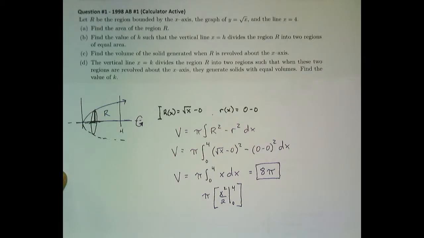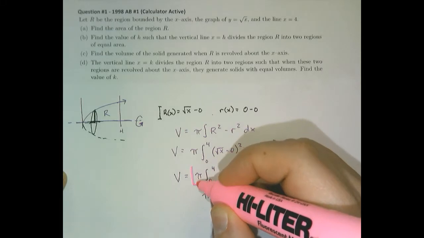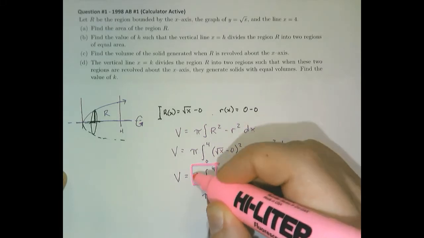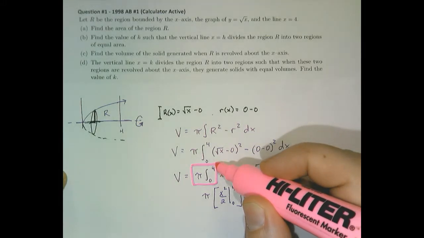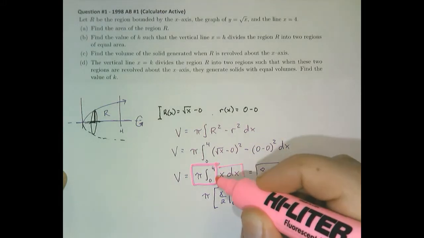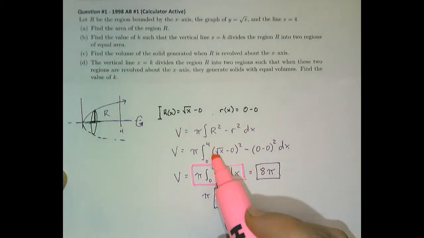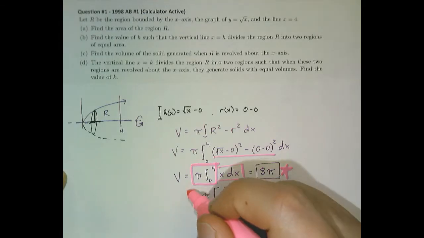Okay, and for the points on this one, this is worth 3 points. The first point comes from having the correct limits and the constant of pi. Your second point comes from having the correct integrand, which is x, or maybe you do this expression. And then your third point comes from having the answer correct. So 1, 2, 3.